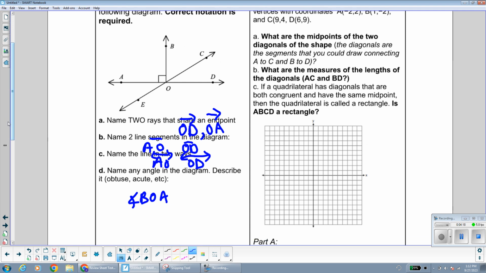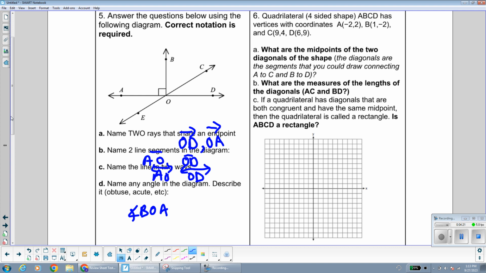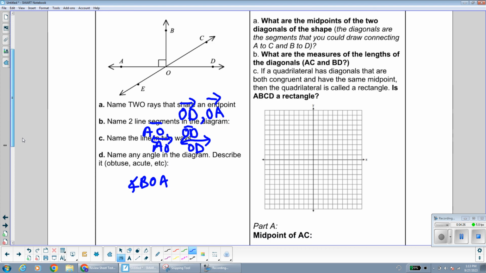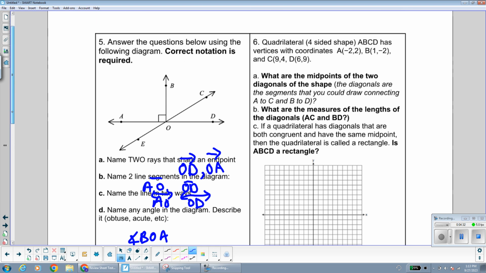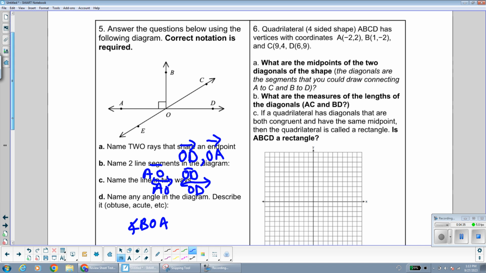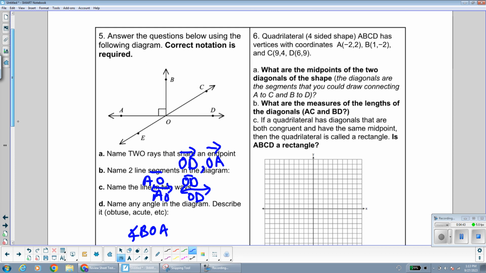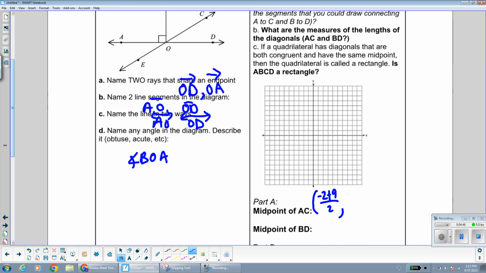Okay, I'm not going to graph number 6. You can graph it on your own paper so you can see the quadrilateral. I'm just going to go through the calculations. So the midpoint of AC, we need to be using midpoint formula, which you do need to know for the test. Midpoint formula is the average of the x coordinates, comma, the average of the y coordinates. The x coordinates are -2 and 9. And the y coordinates for AC are 2 and 4. And that's 7 over 2, which is 3.5, and 6 over 2, which is 3.